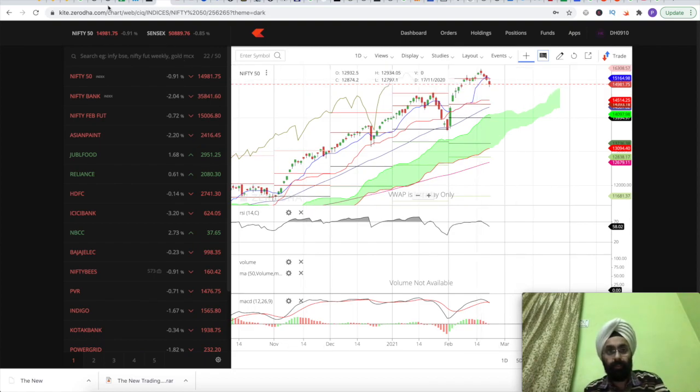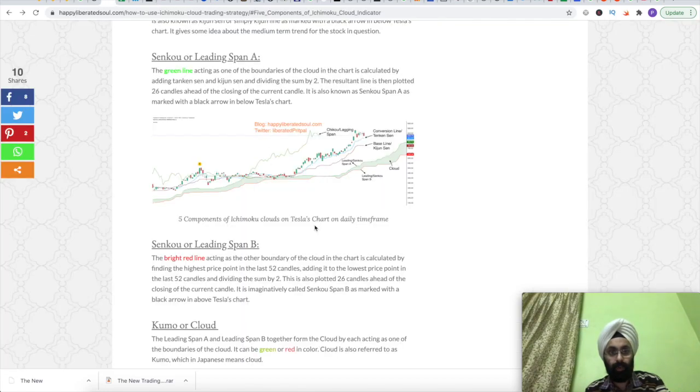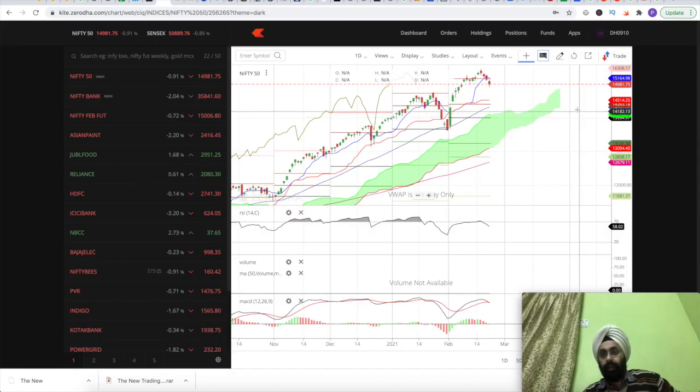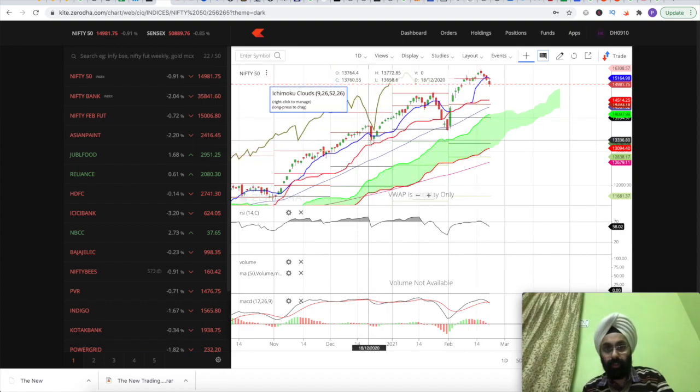And let me come to the next component of Ichimoku cloud, which is leading span B. The bright red line acting as the other boundary of the cloud in the chart is calculated by finding the highest price in the last 52 candles, adding it to the lowest price in the last 52 candles, and dividing the sum by 2. So we use this as the lowest point and this as the highest point. Let us do it.